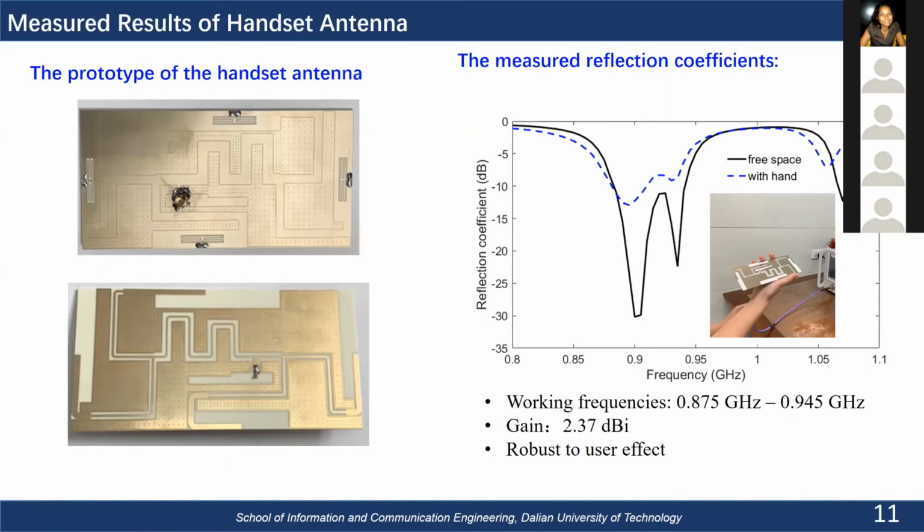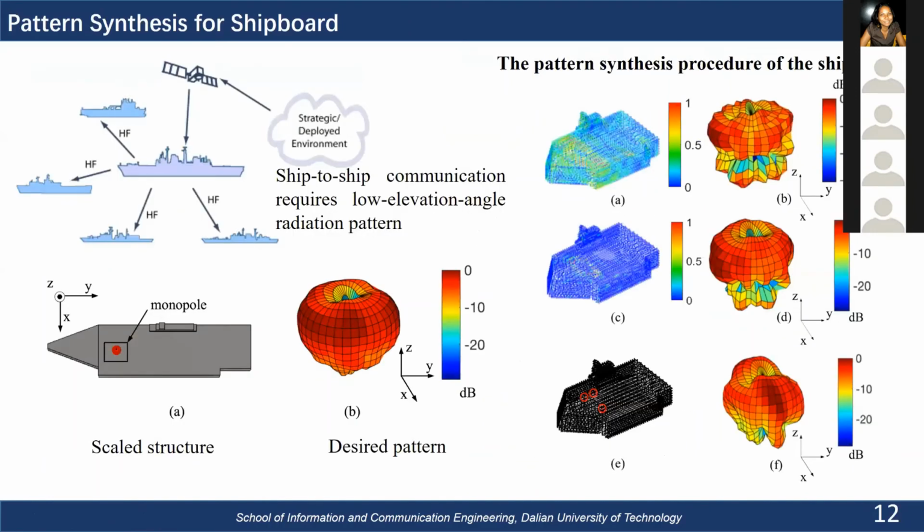So this is just a simple case for the 2D structure, and we want to further generalize our method to a 3D structure, which is here a shipboard antenna. So for the shipboard antenna, for ship-to-ship communication, normally it requires low elevation angle radiation patterns. So at the very first, this is the scale structure of a real shipboard. And normally, the typical antennas for ship-to-ship communication are a monopole-like antenna or a helical, something like that.